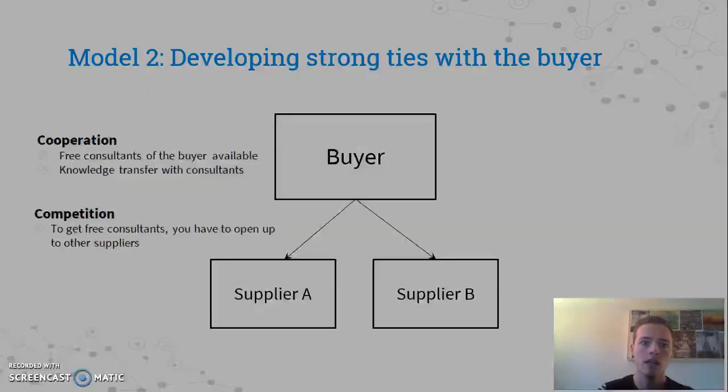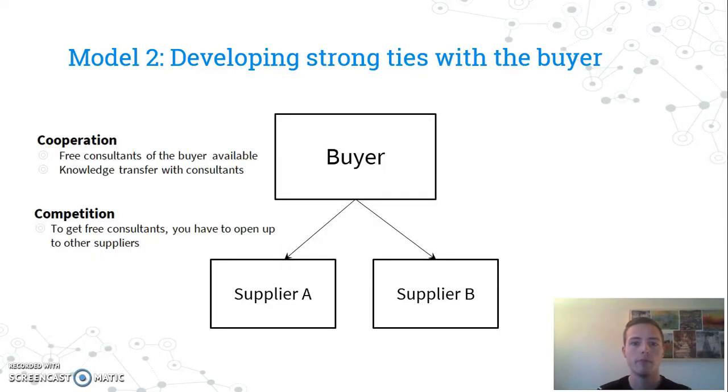In the second phase, the buyer tries to develop stronger ties with the different suppliers. So they offer free consultants for the supplier, but in exchange the suppliers need to open up their business to the buyer. So they give away their knowledge, so other suppliers could use it as well. This means that the competition will decrease in this phase.